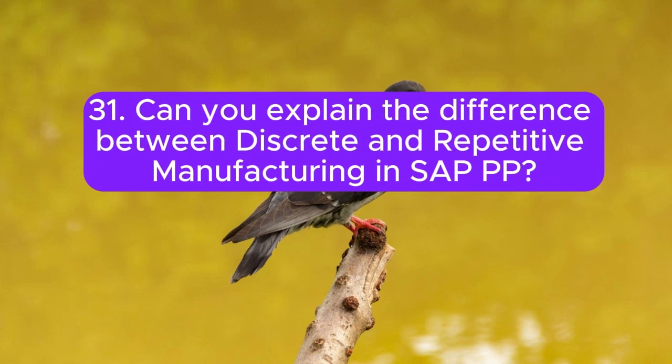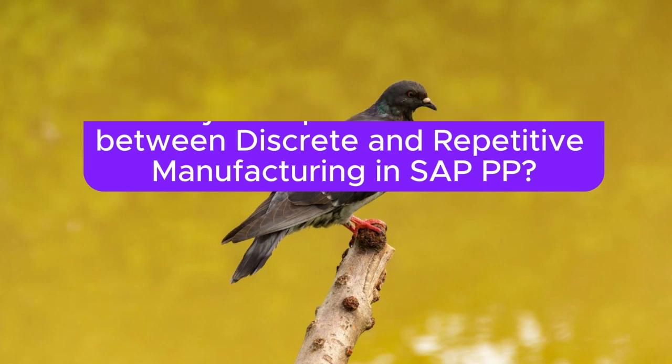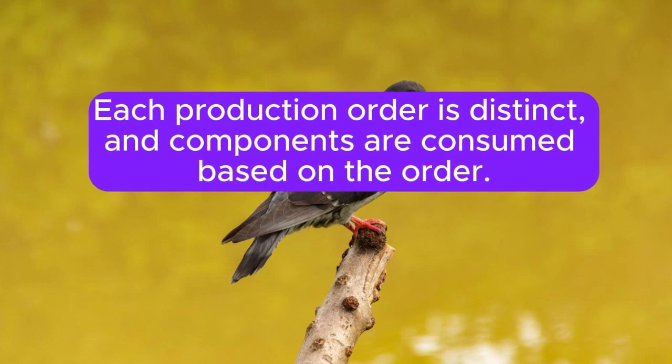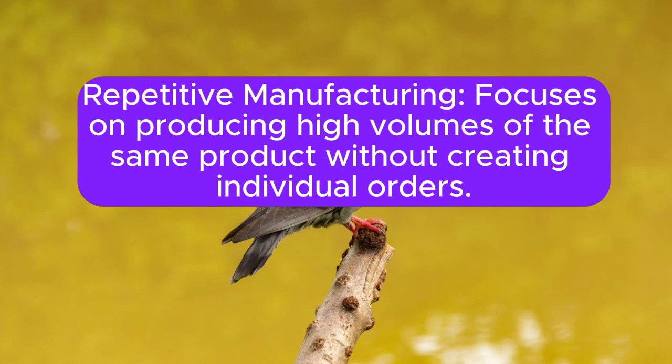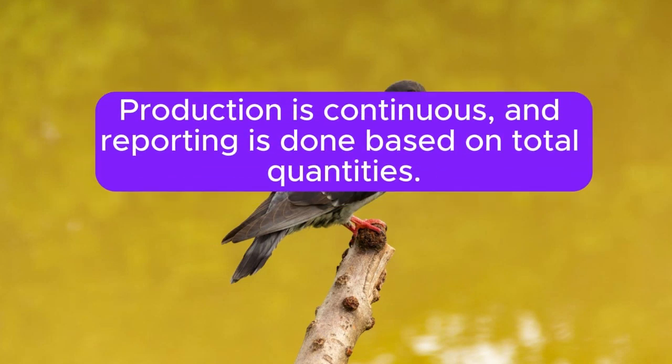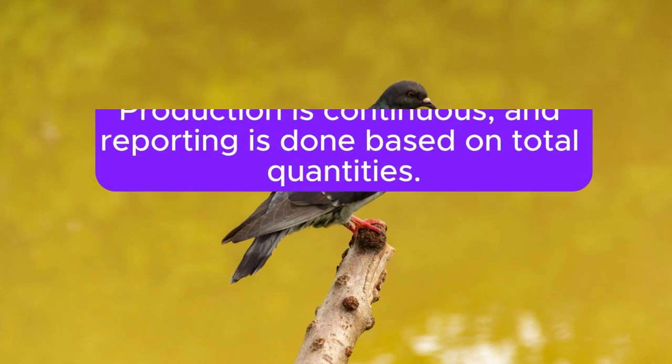31. Can you explain the difference between discrete and repetitive manufacturing in SAP PP? Answer. Discrete manufacturing involves production orders for individual or batch-based items with specific BOMs and routings. Each production order is distinct, and components are consumed based on the order. Repetitive manufacturing focuses on producing high volumes of the same product without creating individual orders. Production is continuous, and reporting is done based on total quantities.